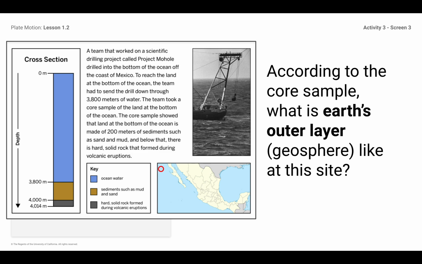Think about that. If you were able to remove all the water off the surface of the earth, what's underneath the water in the ocean? It's got to be mud, silt, and sand, right? Well, when you get below the sand, what's underneath there? From 4,000 to 4,014 meters, hard solid rock. Hard solid rock. So according to this core sample, what is Earth's outer layer or the geosphere like? It's made of hard solid rock.